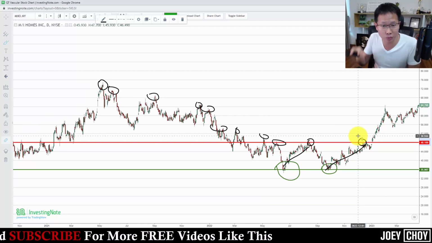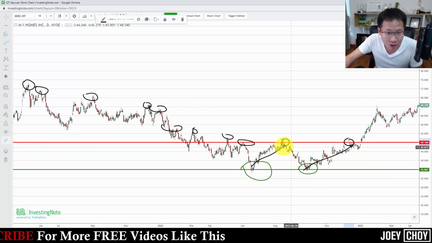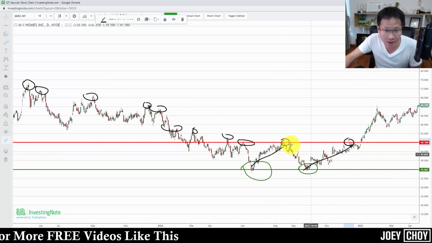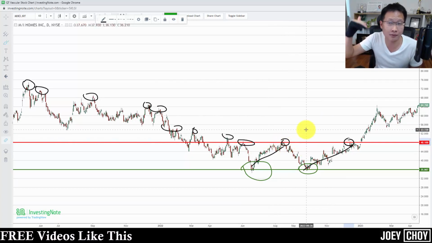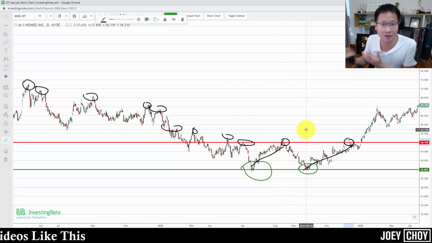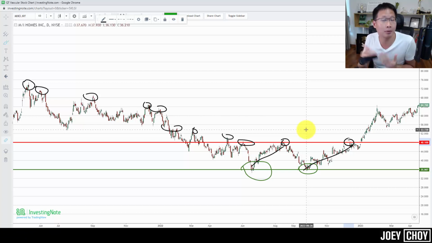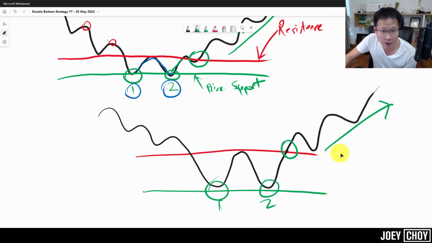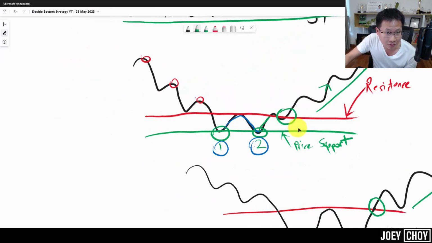So at this point in time, as we were still below this red line, let's say we are at 46 or 45, just below $48, has the pattern actually formed yet? Has the double bottom pattern actually formed? Yes or no? The answer is no, because it has not broken above that red resistance level. I mentioned you want to break above this resistance line right over here and right over here as well.